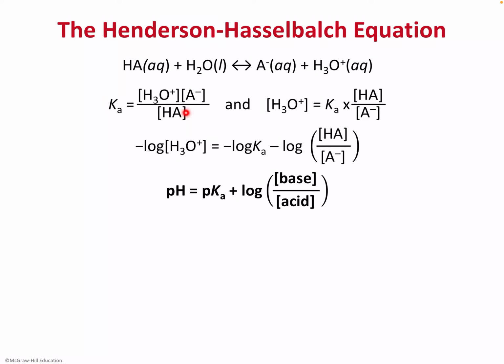For this one, if you write Ka, it would be hydronium ion times A minus over HA. And then we did this calculation where if you isolate hydronium ion concentration, that would be Ka times HA over A minus. This is the equation we used in our previous calculation to find the pH after calculating the hydronium ion concentration: Ka times concentration of acid over concentration of conjugate base.